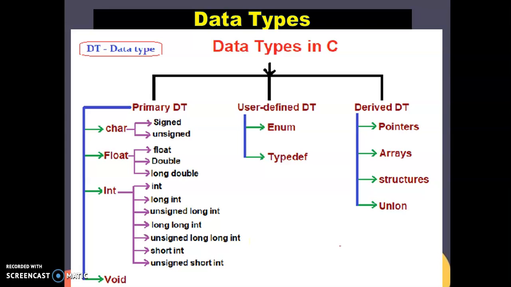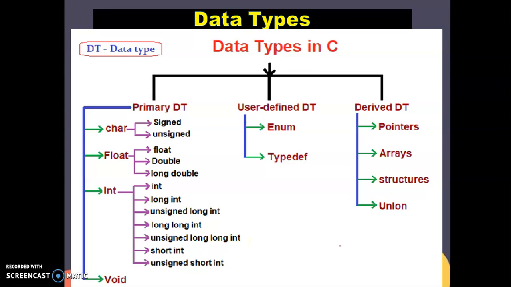Primary data types are categorized again into 4 categories: character, float, int and void. The character data type is again categorized into 2 types: signed and unsigned character. Float is also categorized into 3 categories: float, double and long double. Similarly, integer is categorized into int, long int, unsigned long int, short int, unsigned short int.